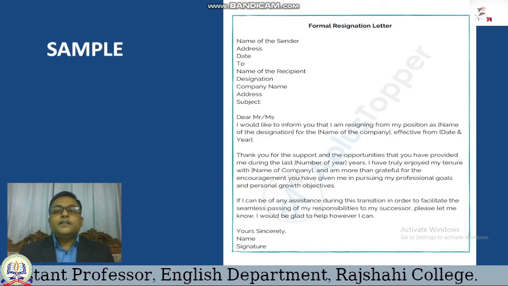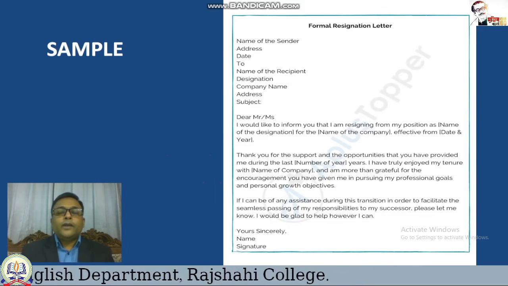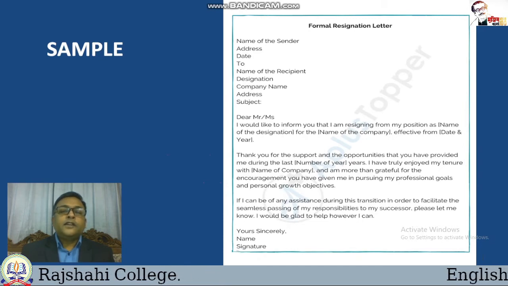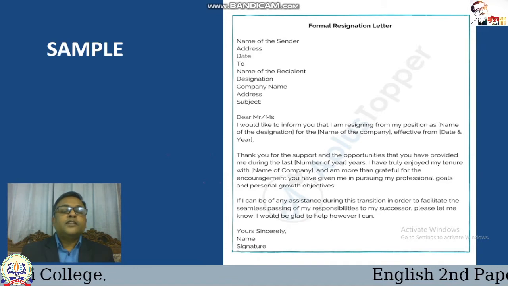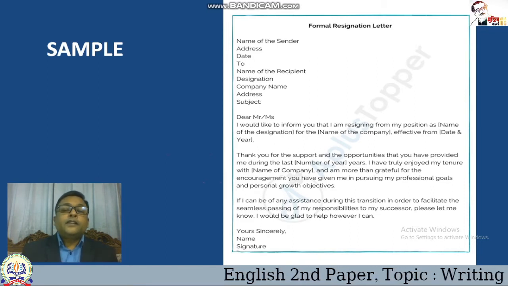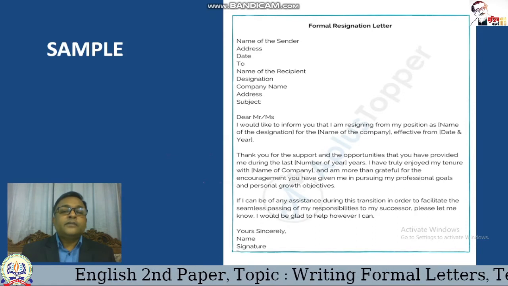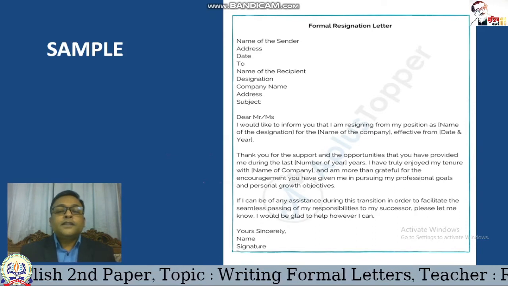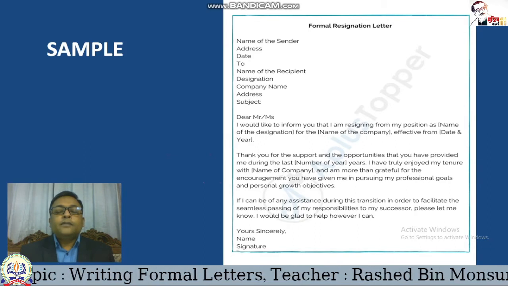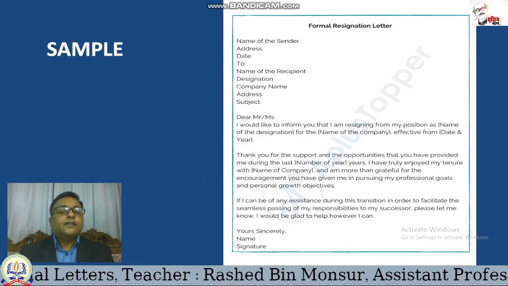Okay, now this is the sample of a formal letter. So you can look at it very carefully. At the top of the letter, you see name of the sender, then address, then date, then the name of the recipient and designation and company name, address. This is actually the inside address. Then there is the subject line. Then dear Mr. or Miss. Then there is the body. In the body you have three parts. And after completing the body, there is the complimentary close, sincerely yours. Then there is name and signature and the other things.